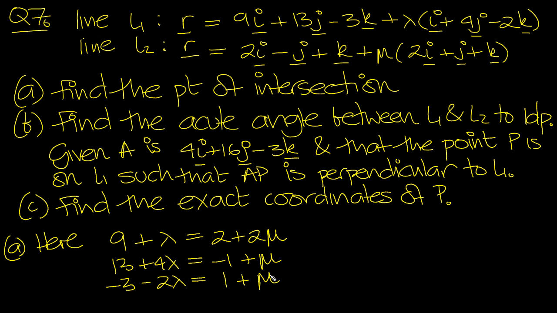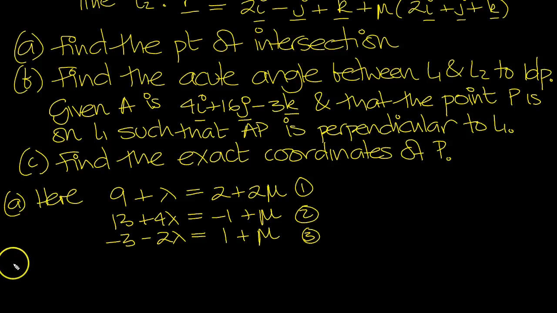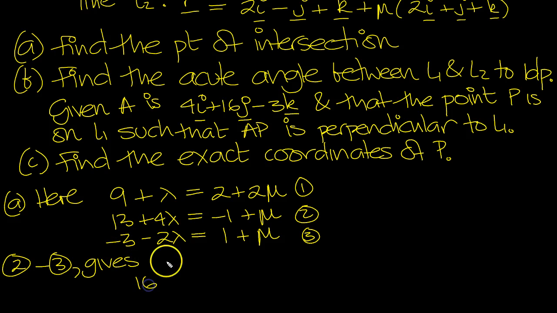Okay, so if we label these 1, 2 and 3, if we take 2 from 3, we'll be able to work out what lambda is because the mu's will cancel, won't they? So 2 minus 3 then gives, on this side 13 minus minus 3 is 16, 4 lambda minus minus 2 is 6 lambda, minus 1 is minus 2, and these cancel, that's why we're doing it.